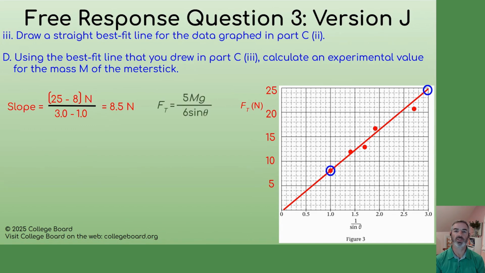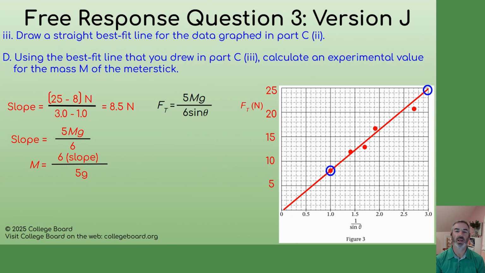Well, let's look at the equation that the students derived, and we have Ft equaling some value times 1 over sine theta. So that's y equals mx, where the coefficient is the slope. Anything that's not sine theta is going to be our slope. So that 5mg over 6, that's going to be the value of our slope. So we're going to substitute, rearrange this equation and solve for m.